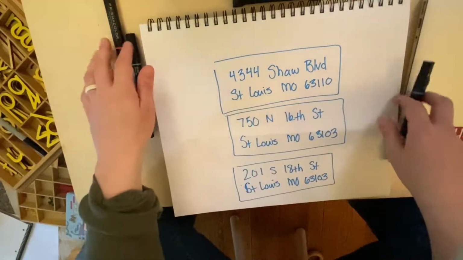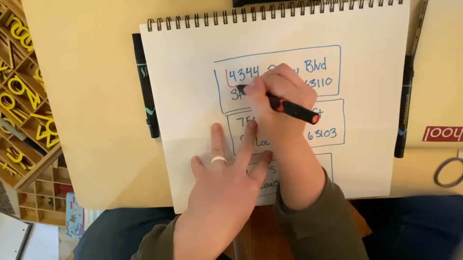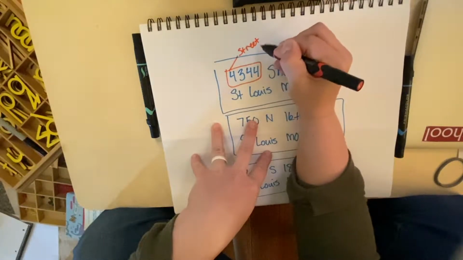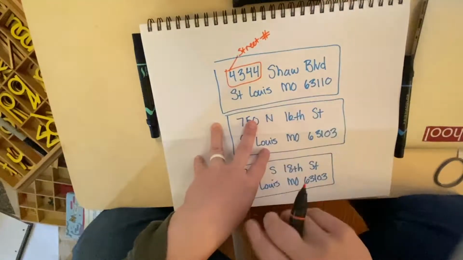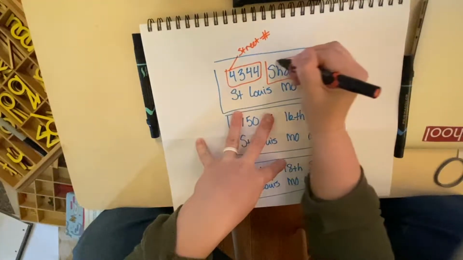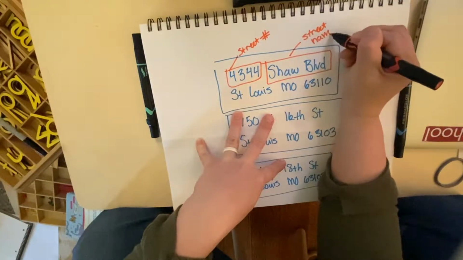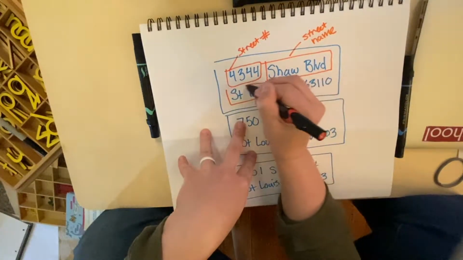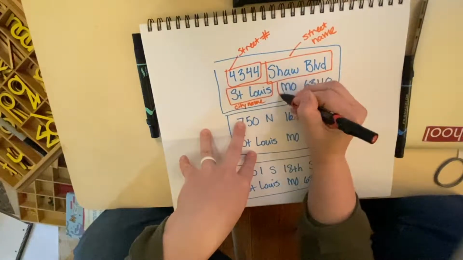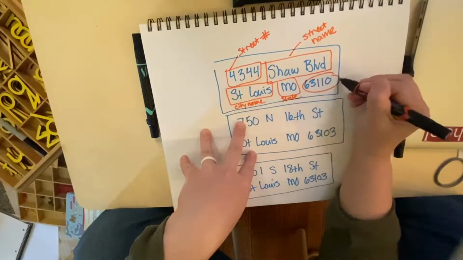So here, the 4344, this is the street number. So this is the Botanical Gardens address here in St. Louis. So that's the street number. This is the street name. Here is the city name. Here is the state. And here is the zip code.